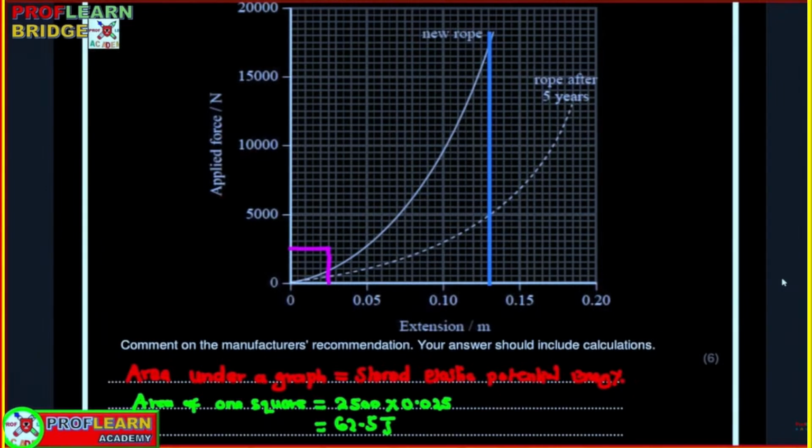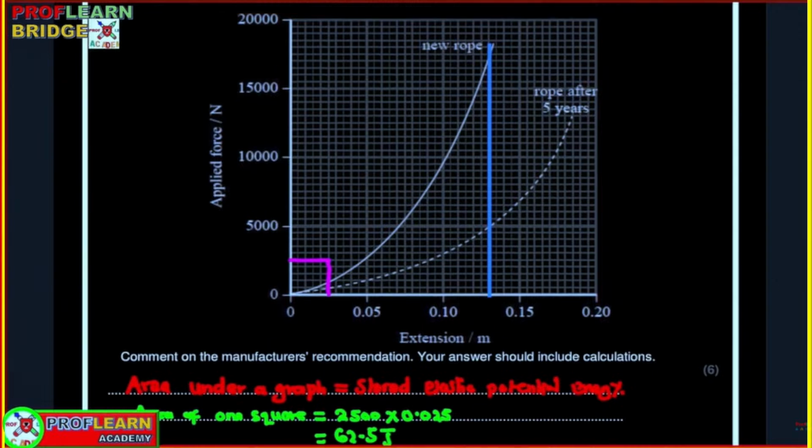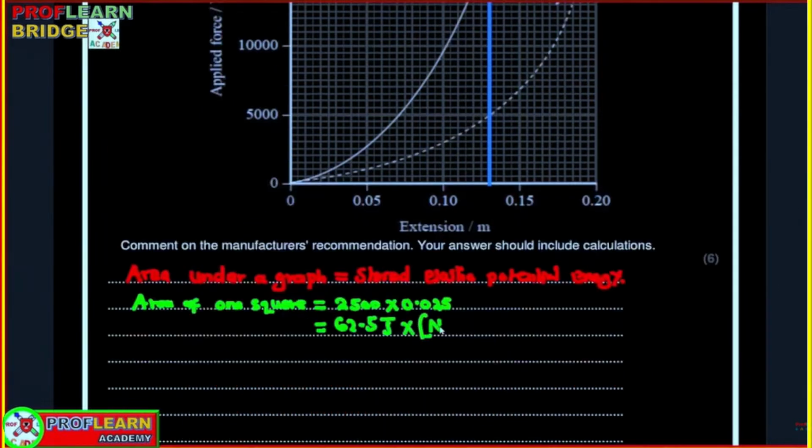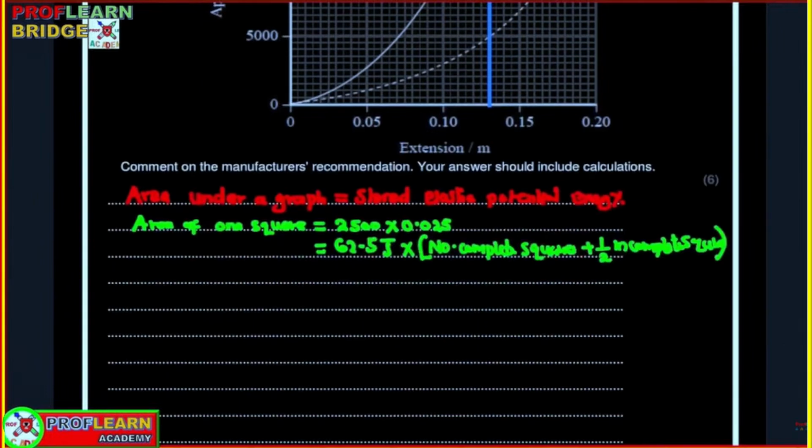Once you get the number of squares, you can multiply by the energy stored by one square, which is 62.5. You do the same for the rope after 5 years, and you're going to realize that if you do the same, you're going to get different values. Energy stored in the new rope is going to be approximately 800. You're going to do that and check whether you get that.